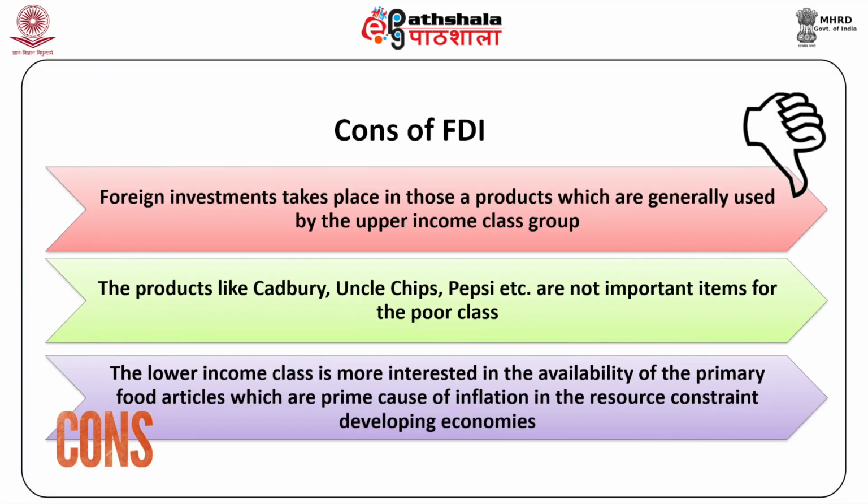Foreign investments take place in those products which are generally used by the upper income class group. Products like Cadbury, Uncle Chips, Pepsi, etc. are not important items for the poor class. The lower income class is more interested in the availability of primary food articles, which are the prime cause of inflation in resource constrained developing economies.